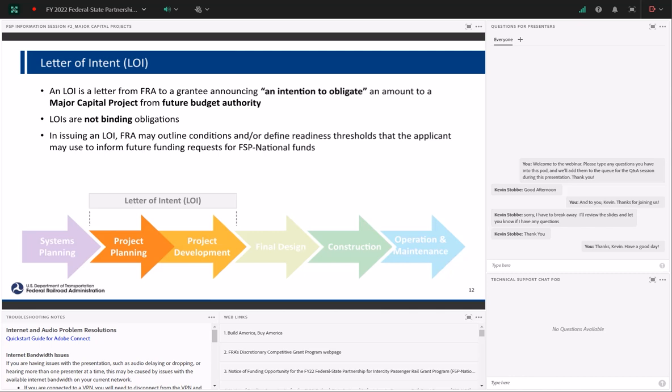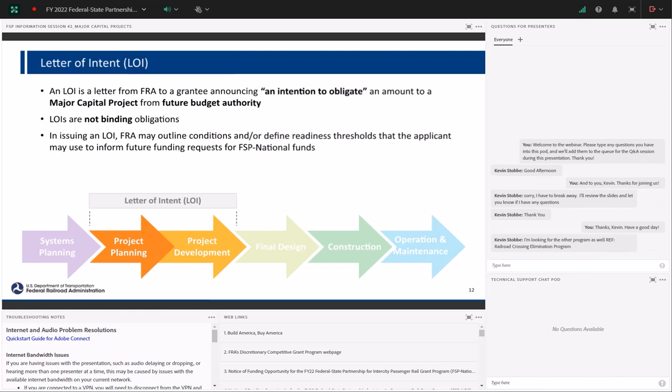FRA, again, is eligible to use LOIs through 49 U.S. Code Section 24911G, which states that the Secretary may issue a letter of intent to a grantee under this section that announces an intention to obligate for a major capital project under this section an amount from future available budget authority specified in law that is not more than the amount stipulated as the financial participation of the Secretary in that project, and is subject to the availability of appropriations for grants under this section and subject to federal laws in force or enacted after the date of the contingent commitment.